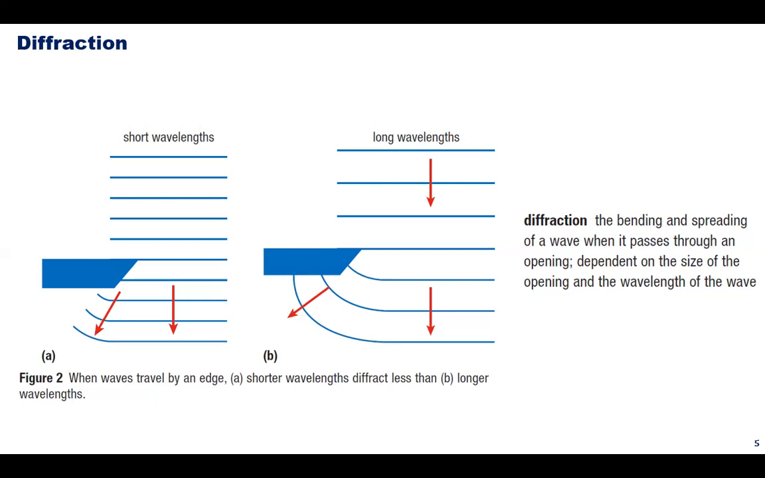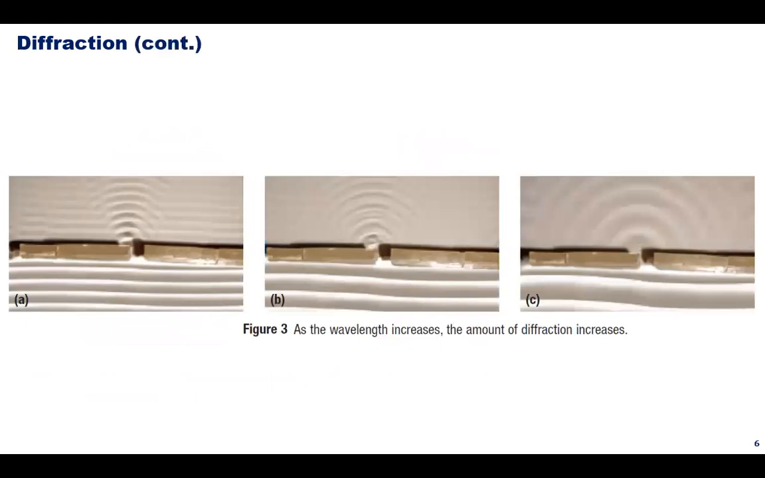Okay, so in summary, diffraction is the bending and spreading of a wave when it passes through an opening, dependent on the size of the opening and the wavelength of the wave. Although diffraction also occurs for sound and light waves, we will study the phenomenon first for water waves because their long wavelength allows for easier observation of the effects of diffraction.